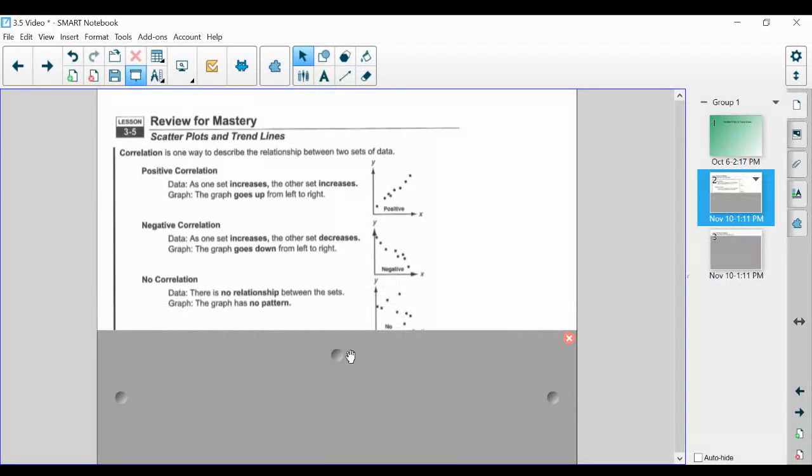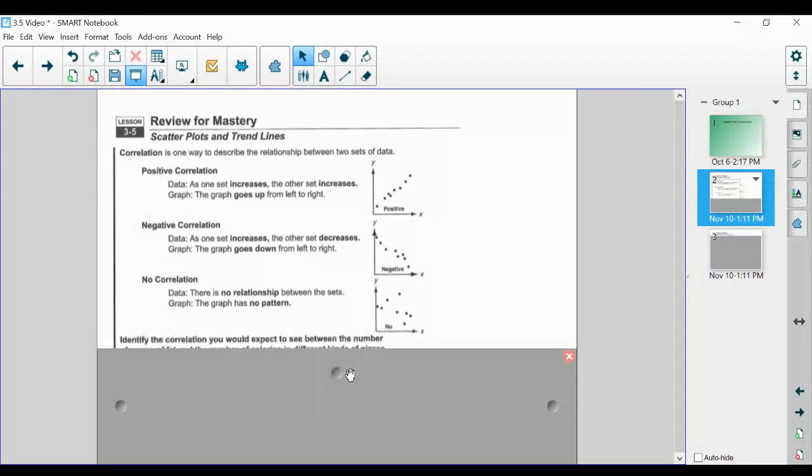Also, we have what's called no correlation. When we have a scatter plot that doesn't seem like it has any connection to be made from it, we call that a no correlation. The data shows that there is no relationship between the sets, right? There is no relationship in the time it takes to grow a certain type of fruit compared to, I don't know, but there is no relationship between the two points of data that we are trying to analyze. So we would call that a no correlation because the graph has no pattern.